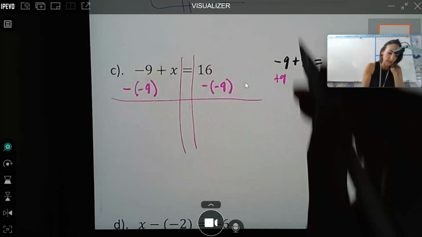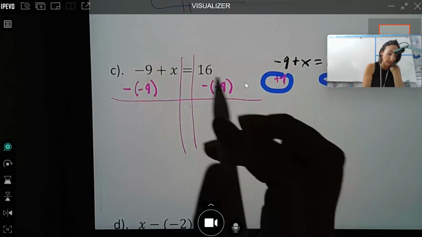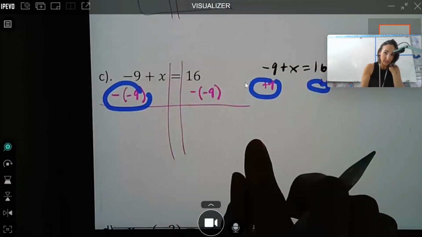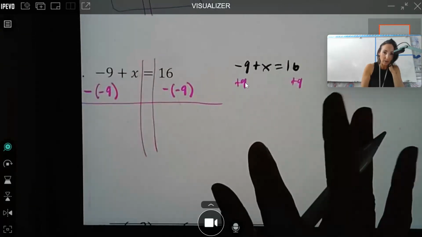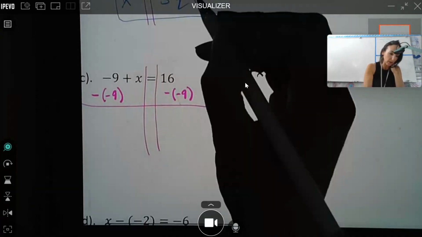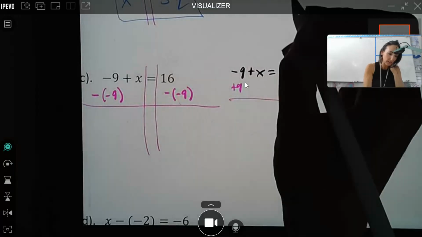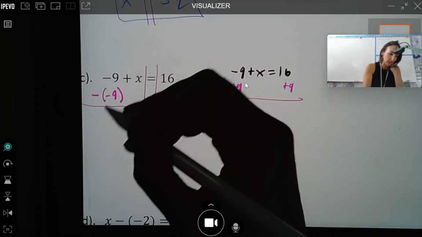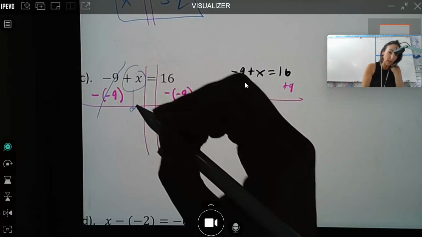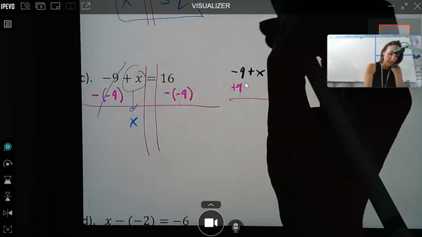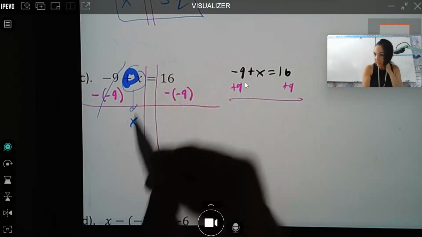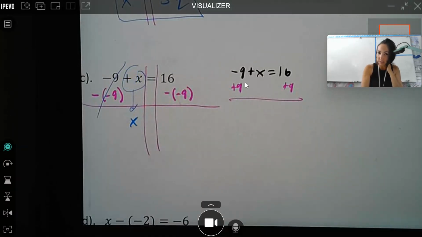Right? Because is adding 9 the same thing as subtracting -9? Yes. So really this is how I would be showing my work, but I'm going to be getting the same answer either way. Here, that cancels out. I'm just left with that positive x. And I'm really careful to look at the sign in front because it's not always a plus.